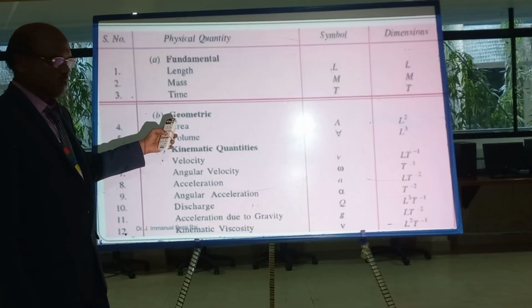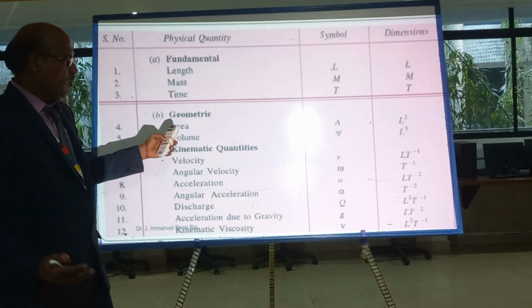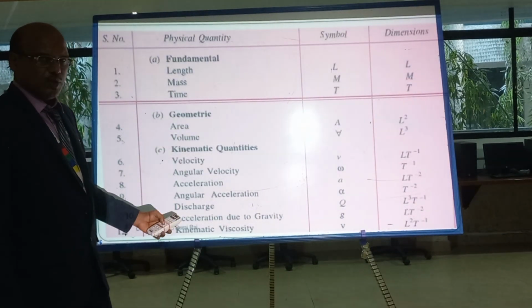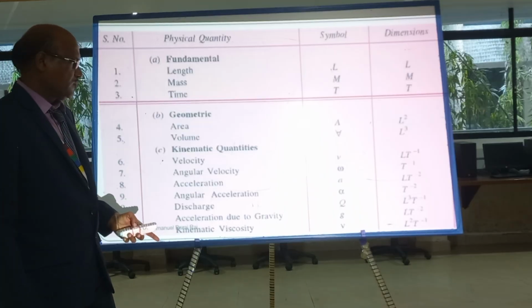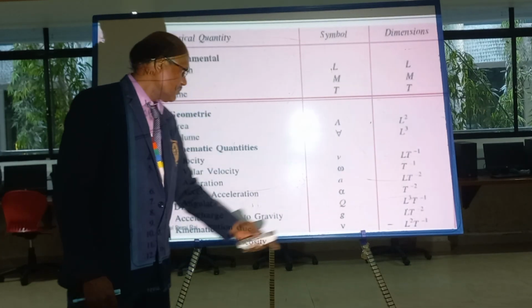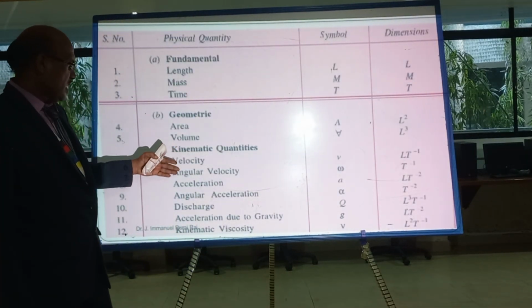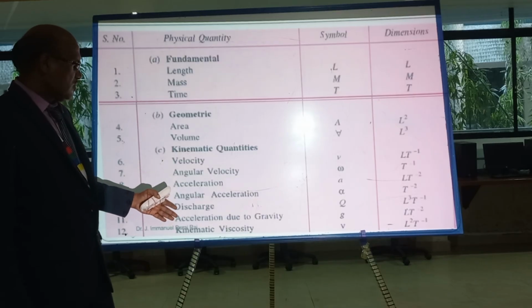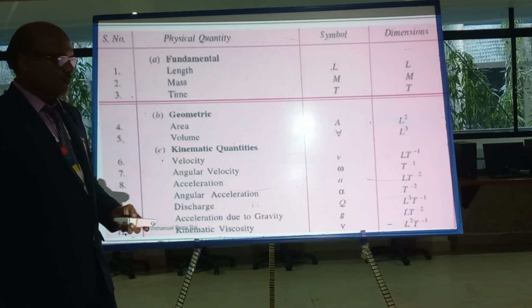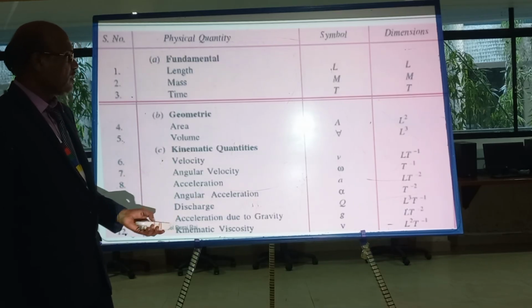Then you have seen geometric properties: area and volume, for example. Then kinematic quantities, that is flow property, so all will have some per second. That is velocity, angular velocity, acceleration, discharge, acceleration due to gravity, kinematic viscosity. All come under kinematic quantities.